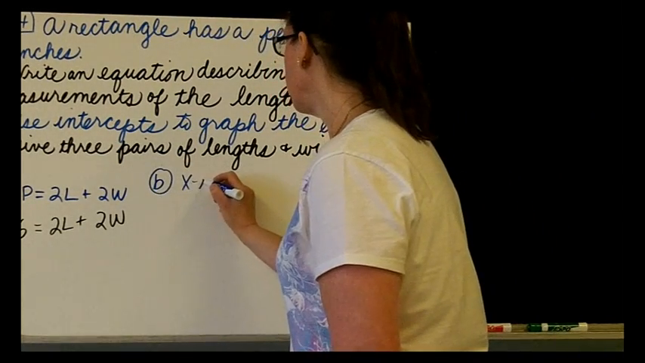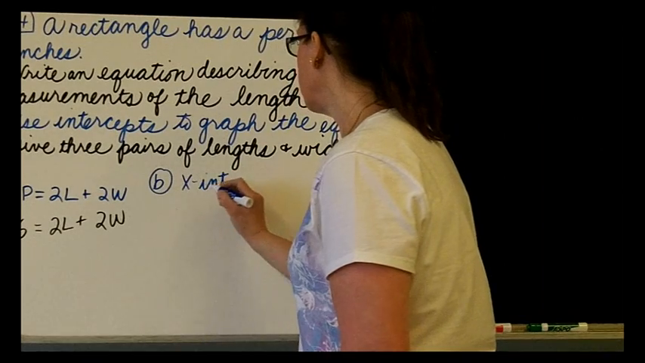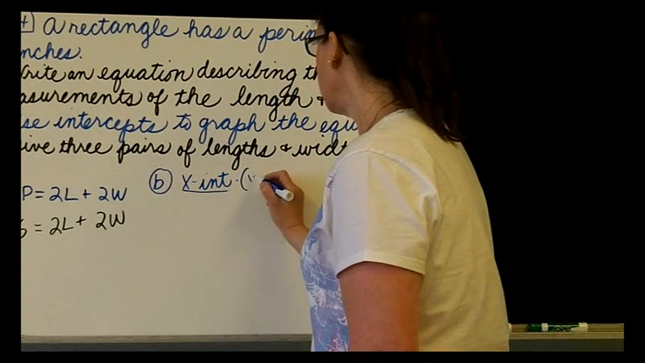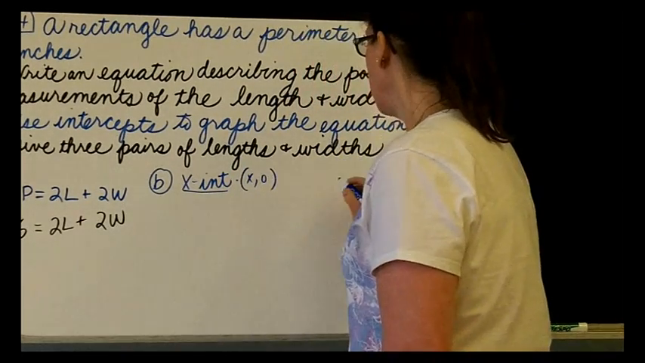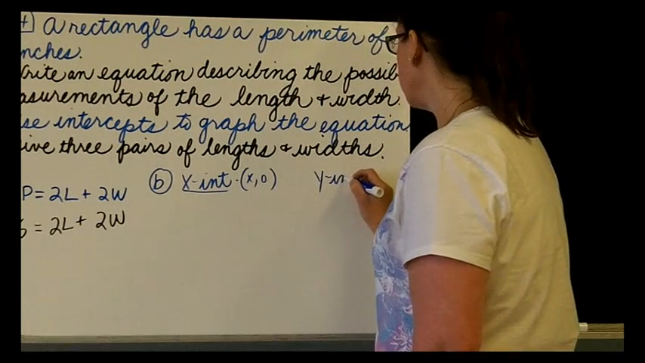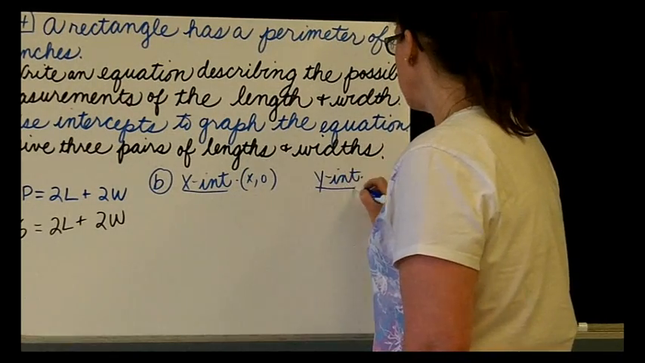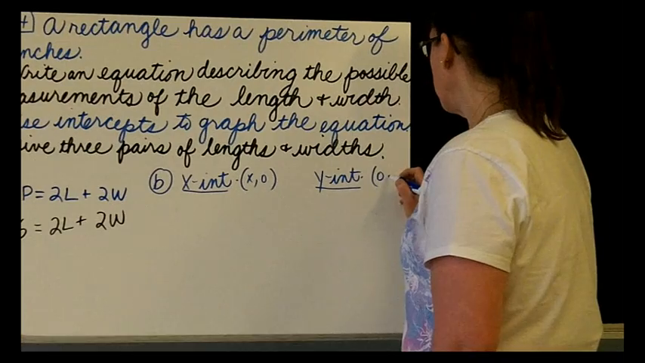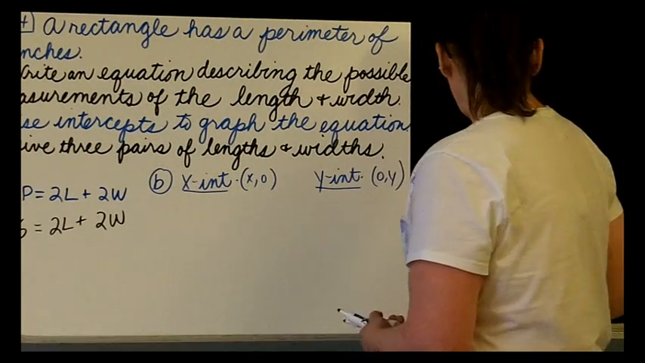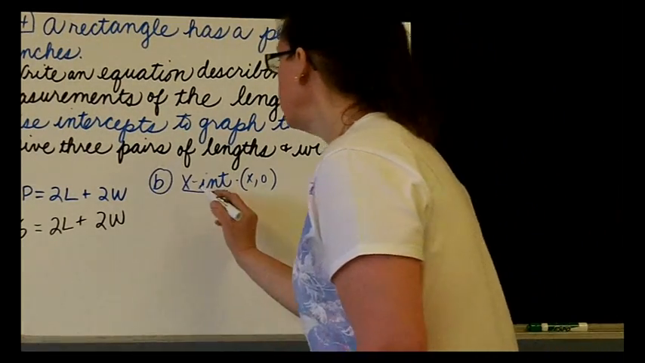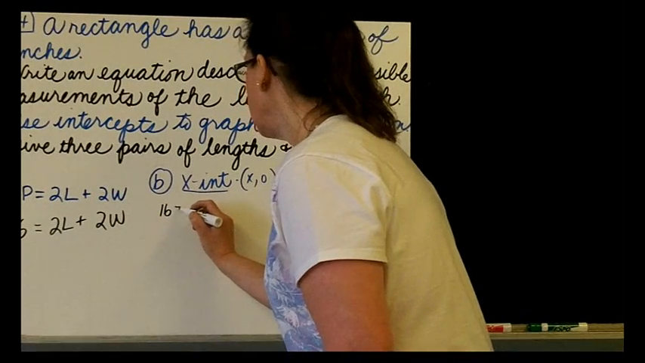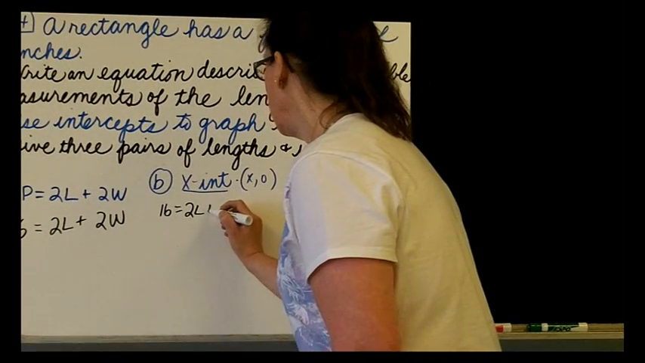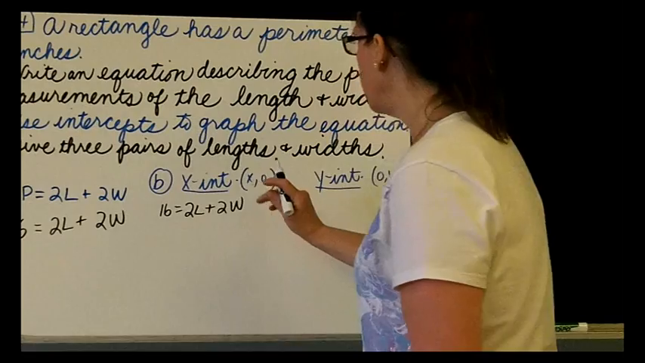Now part B, use intercepts to graph the equation. So we're looking for the x-intercept, which is point (x, 0), and we need the y-intercept, which is (0, y). So we rewrite the equation. 16 equals 2L plus 2W.